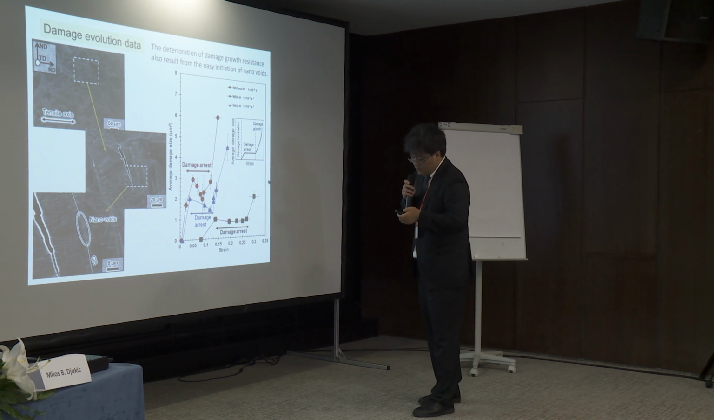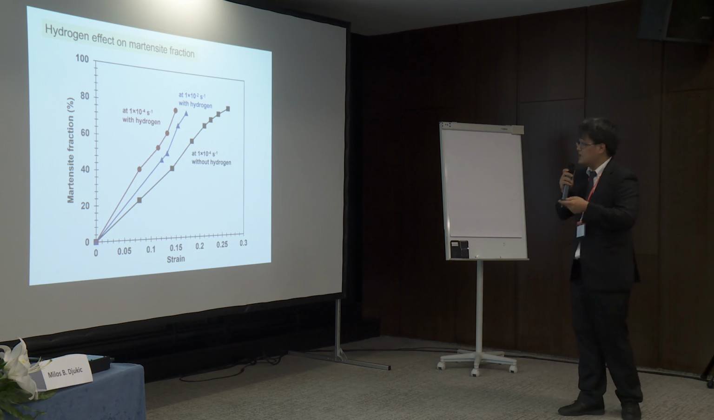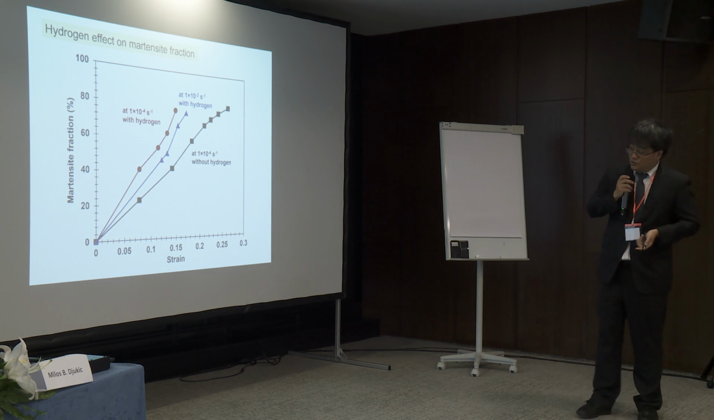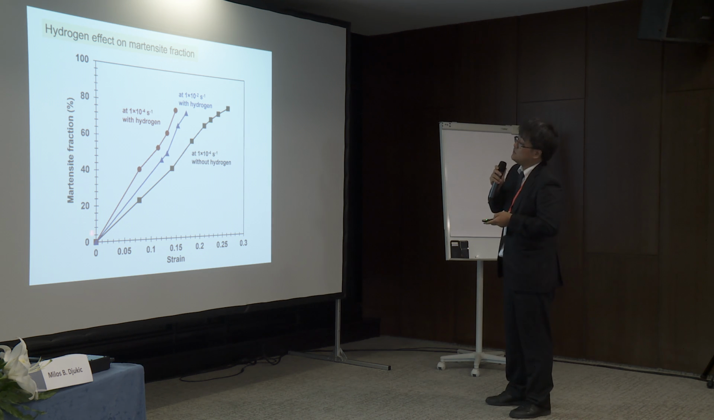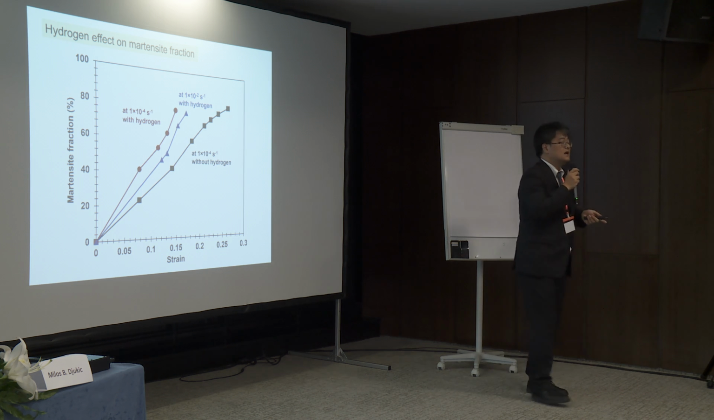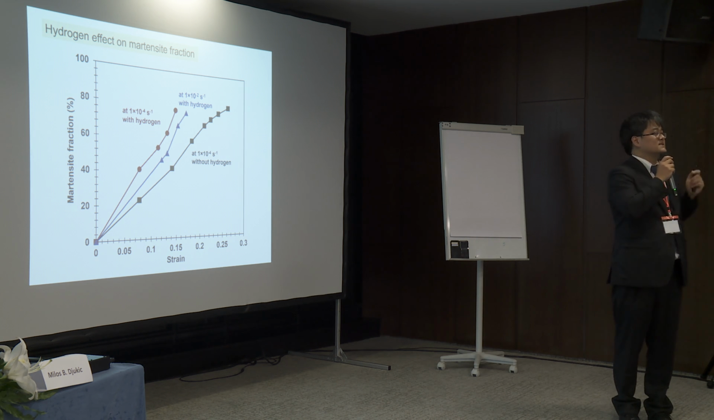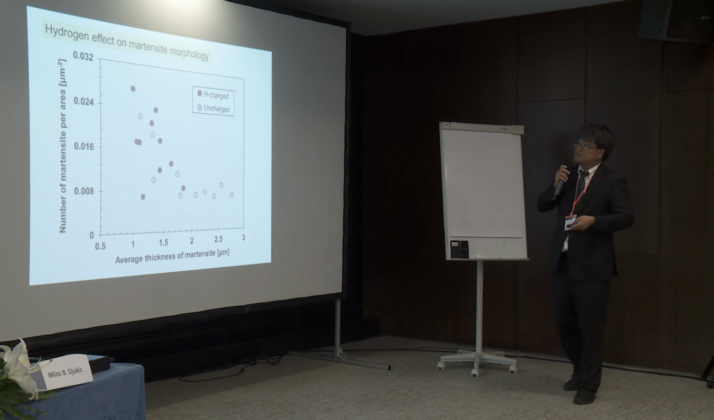But the point is, we must be more careful. Nanovoid formation is accelerated, and we must point out why such a promotion is caused. One is the cohesive energy of the interface, but the other one is the martensite fraction. By hydrogen charging, the martensite fraction increases. It means the nanovoid initiation site probability increases by hydrogen uptake. That is one factor. Then another one is the martensite thickness.